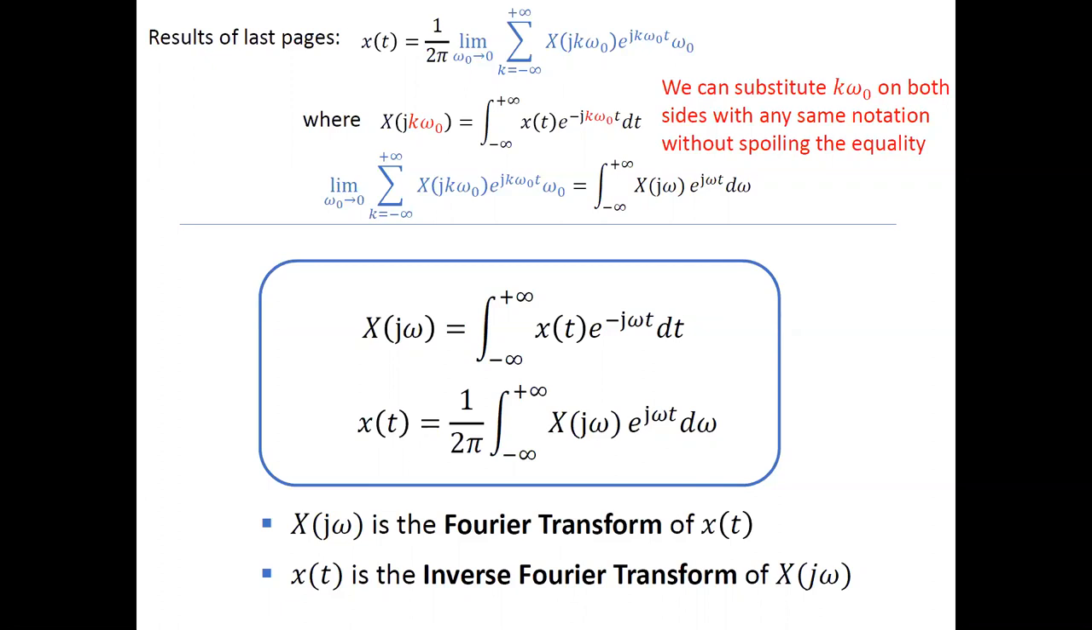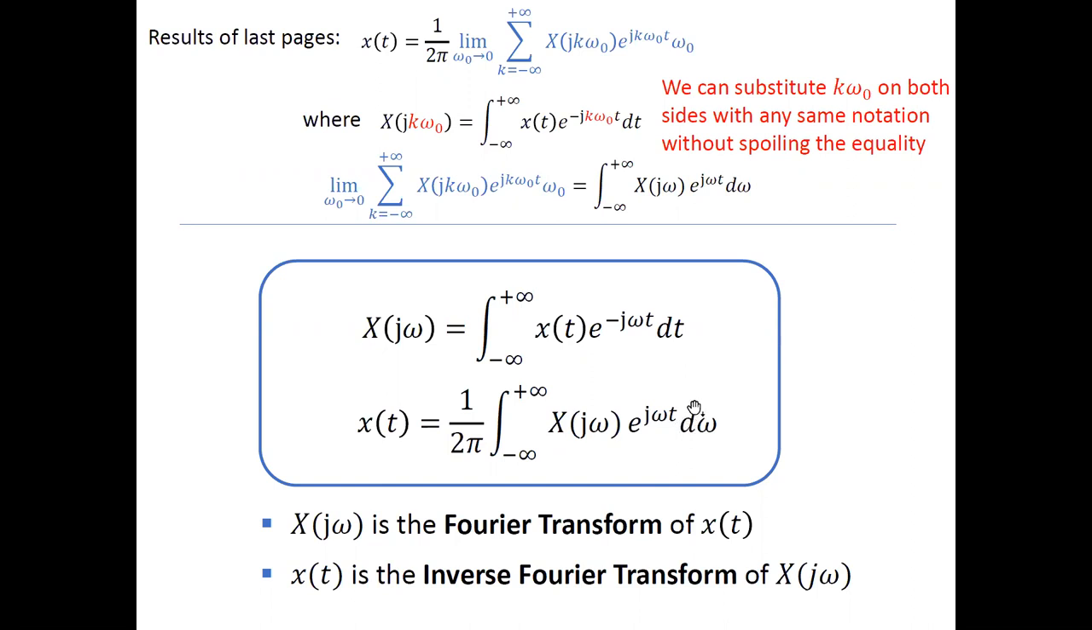So in particular, capital X of j omega denotes the Fourier transform of the signal x of t, because after taking the integral on the right-hand side, you will find the result only depends on variable omega. And we can recover the original time domain signal x of t using this integral, which is an integral over continuous frequency omega. And the result only depends on time variable t. This is called the inverse Fourier transform.